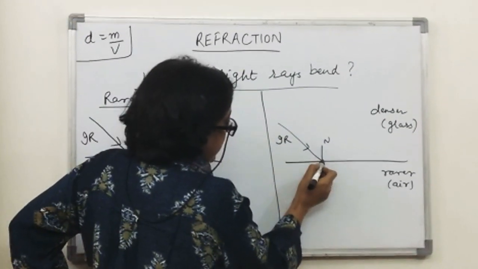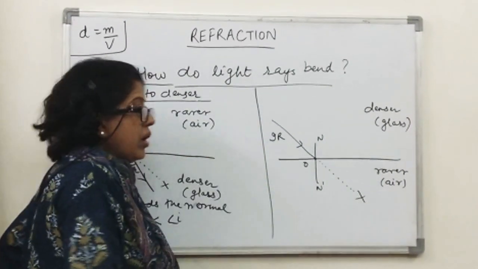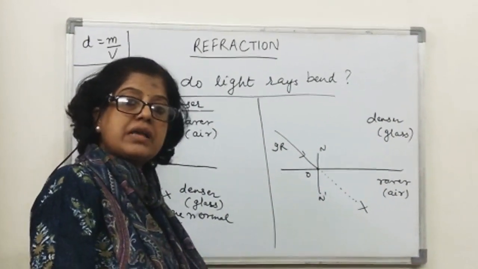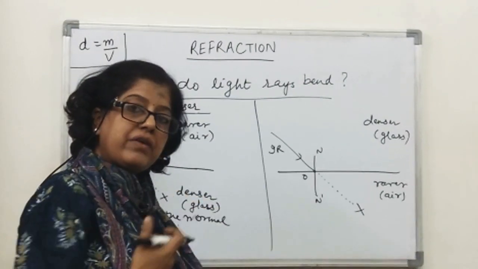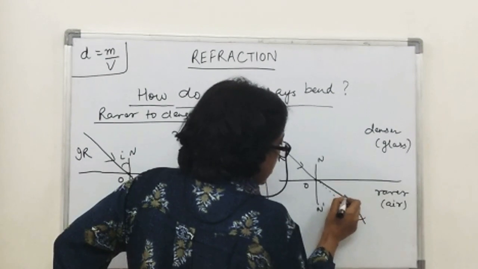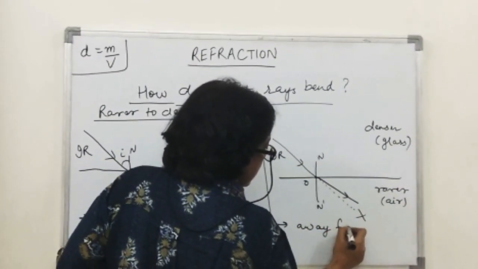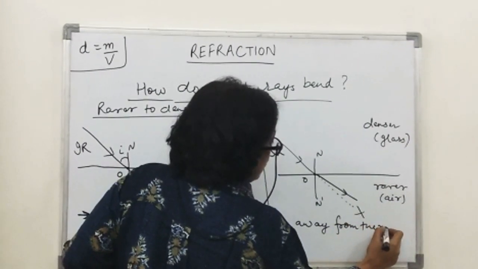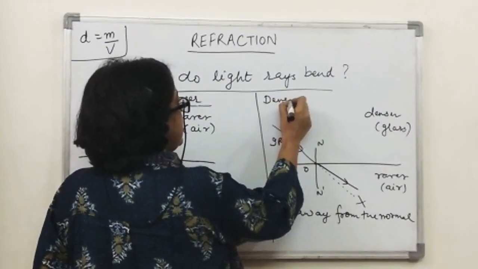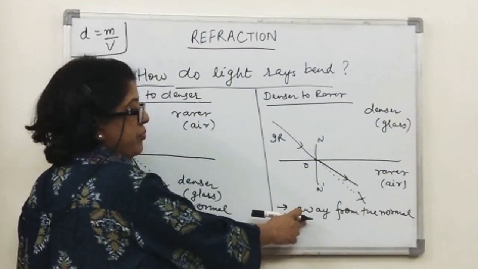Now, the ray will obviously not go straight. It will not go like this. Where will it bend now? As it is entering from denser to rarer medium, its speed increases. As its speed increases, it has to travel the distance in the same time, so it takes a longer path and it bends away from the normal. So here it bends away from the normal. So when it is going from denser to rarer medium, it bends away from the normal.